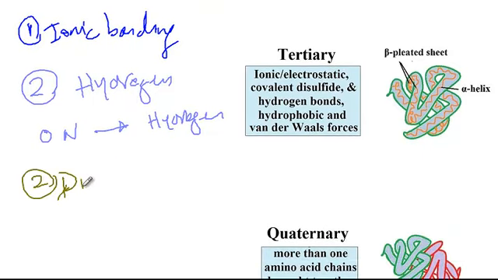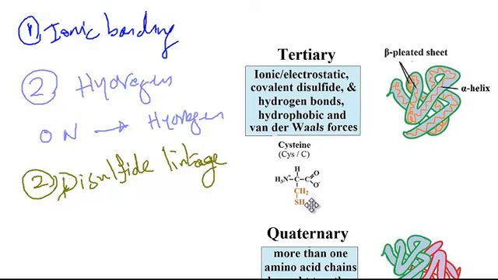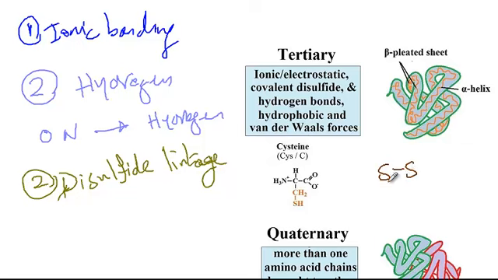Next, we have disulfide linkage, which can be formed between two cysteine amino acids that are brought together due to the protein folding. And this disulfide bond is very strong and stabilizes the tertiary structure. So here, let me show you a cysteine molecule. So here we have a cysteine molecule, and a disulfide bond can be formed once two cysteine molecules are brought together to form a disulfide bond.